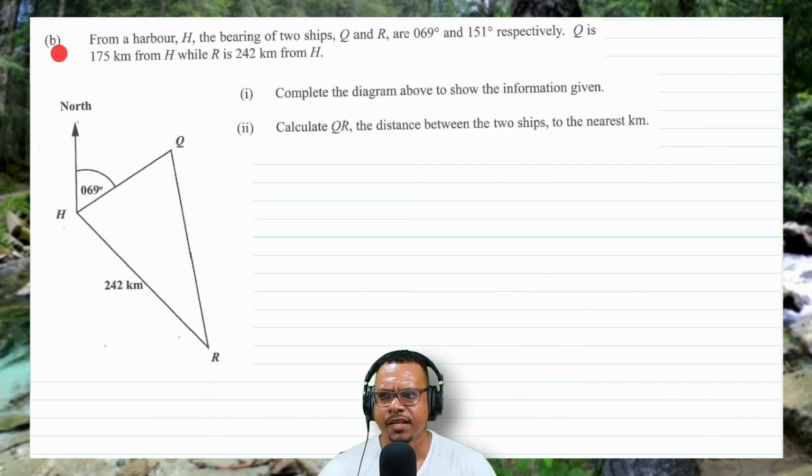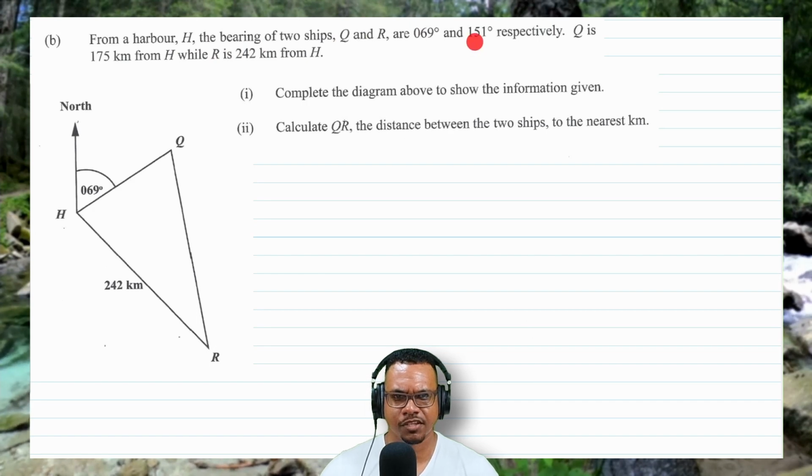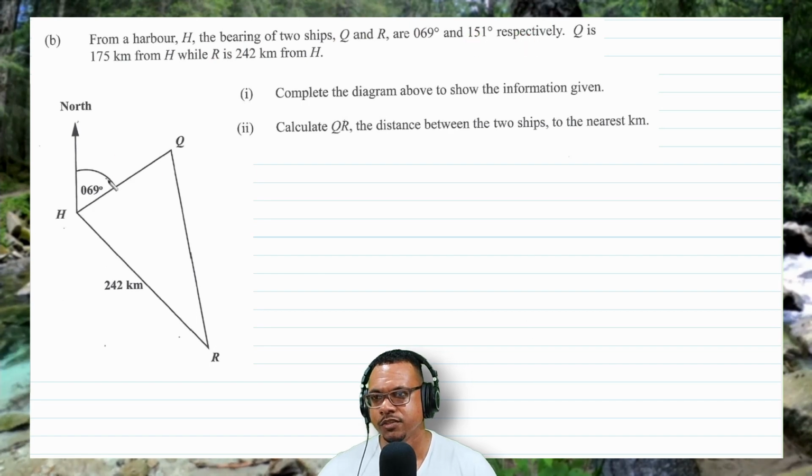All right, so moving on to part B now, which is the bearings question. We have from harbor H, the bearing of two ships, Q and R, are 69 degrees and 151 degrees respectively. So from harbor H, the north line is on H. Whatever you're taking the bearings from, that's where you're going to put the north line. We have the bearing of Q is 69 degrees, so that's why 69 degrees is here from the north line connecting to this line with the Q here. And the 151, that'll be from the north line to the one connecting with R.